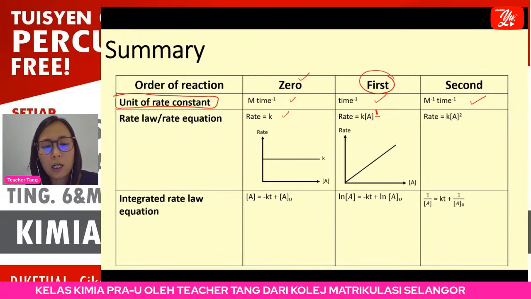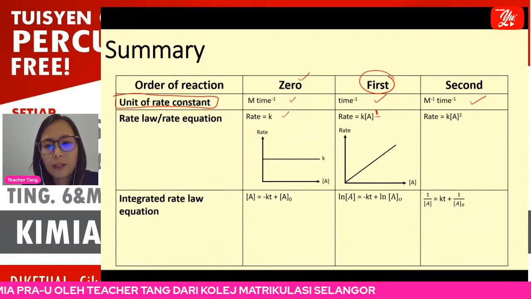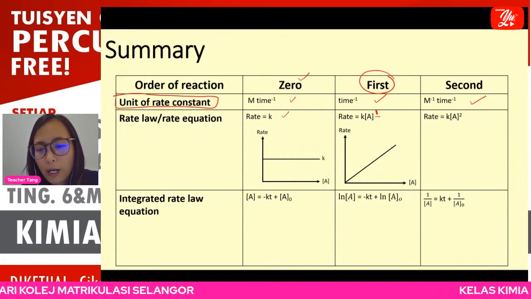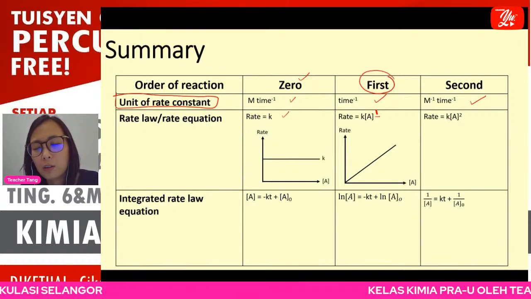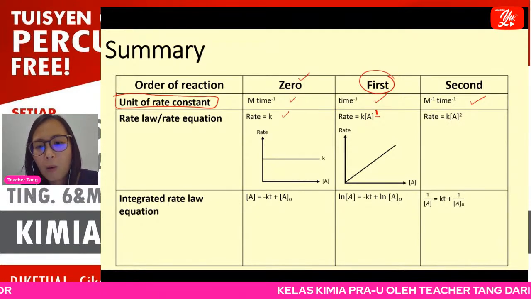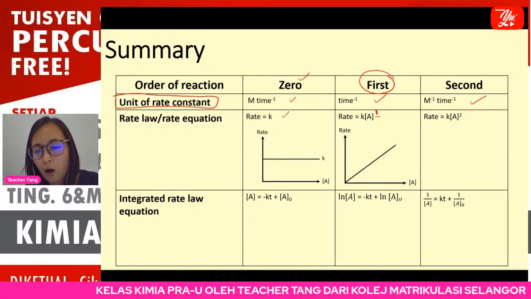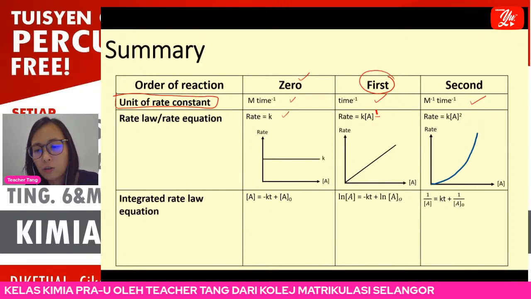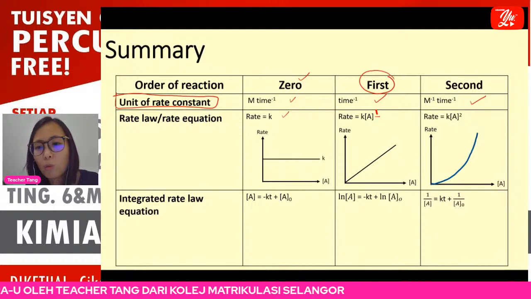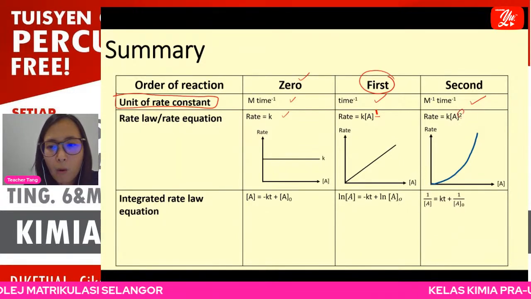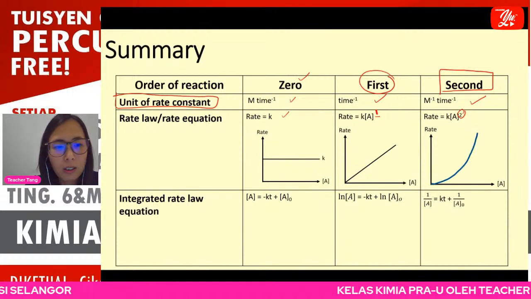For second order, the rate law or rate equation can be written as rate equals the rate constant multiplied by the concentration of A raised to the power of 2. When we sketch the graph of rate versus concentration of reactant A, we will get a quadratic graph. Again, raised to the power of 2 because second order.